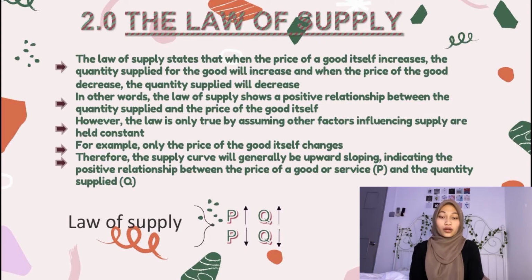However, the law is only true by assuming other factors influencing supply are held constant. For example, only the price of the good itself changes. Therefore, the supply curve will generally be upward sloping, indicating the positive relationship between the price of a good or service, P, and the quantity supplied, Q.